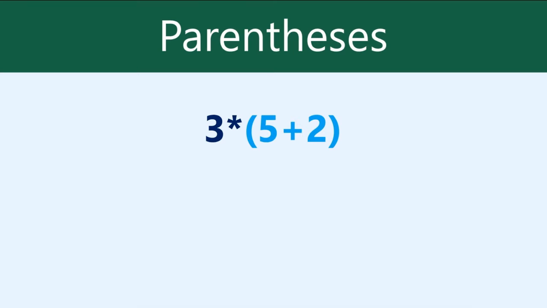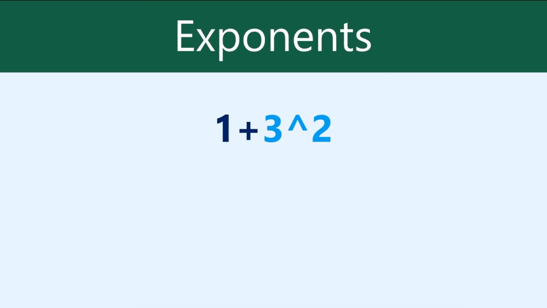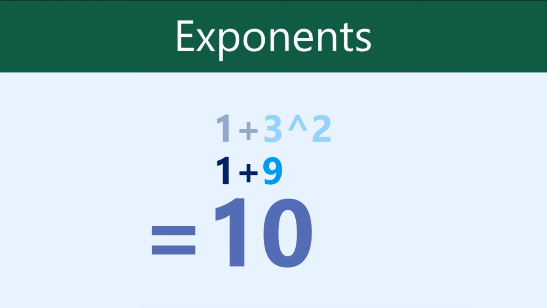In this formula, 5 plus 2 is in parentheses. So we'll calculate that first to get 7, and then we can just multiply 3 times 7 to get 21. This formula contains an exponent, 3 to the power of 2. We'll need to calculate that first, and then we can do the addition.